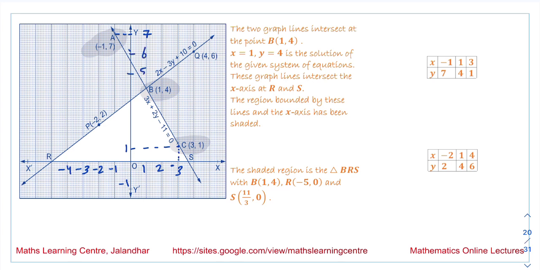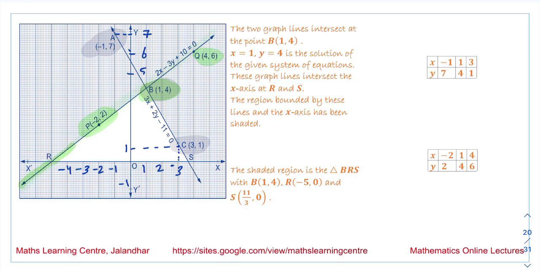You have to mark all these points. So we have obtained these points corresponding to the first equation. Similarly for the second equation, it is minus 2 comma 2. This is the point minus 2 comma 2. Then it is 1 comma 4 and the last point we have is 4 comma 6.